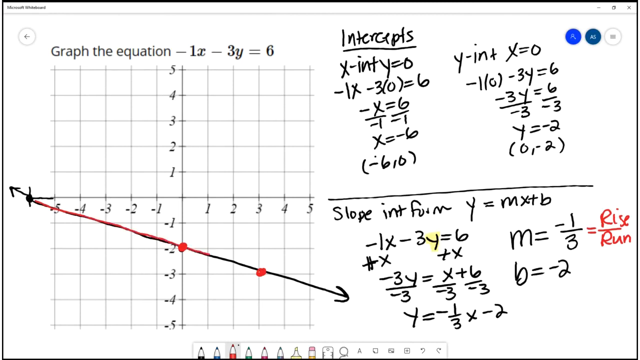And you'll connect those 2 points, and you can see here we've drawn the same line that we did with the other method. So those are two different ways that you can graph the line.